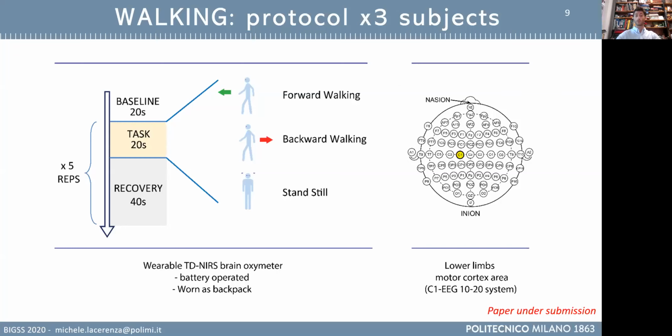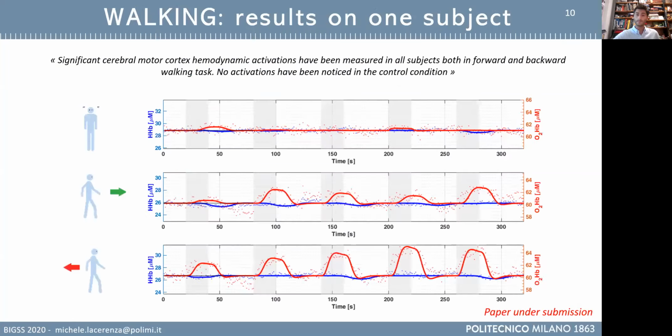That was the control. So we asked the subject to stand still, to not move, but we kept giving them start and stop signals for the task. The probe was placed on C1 position from inside the motor cortex area, following the EEG 10-20 system.